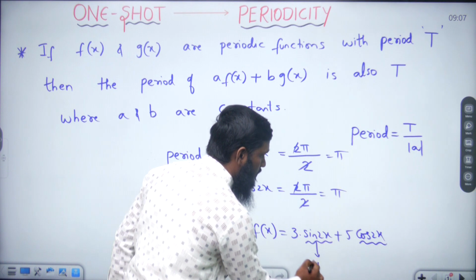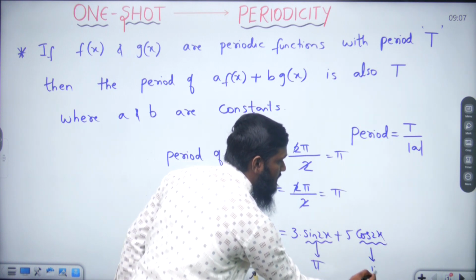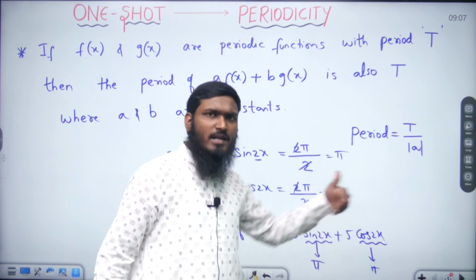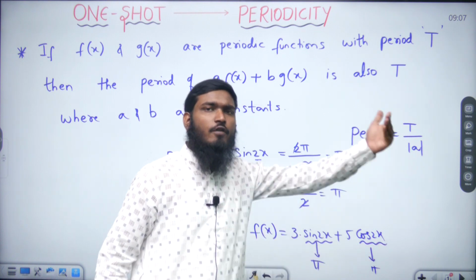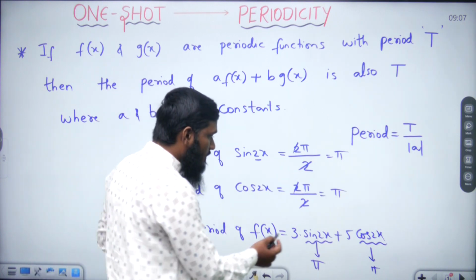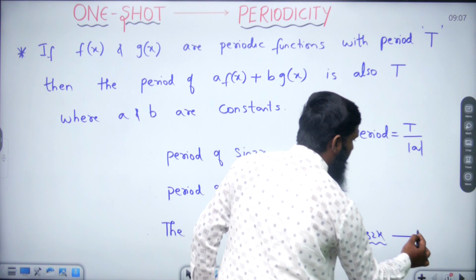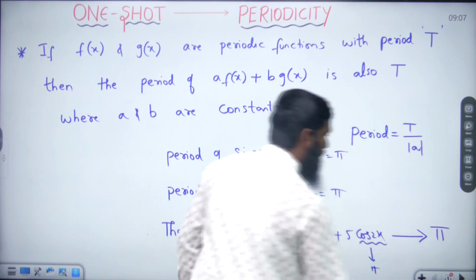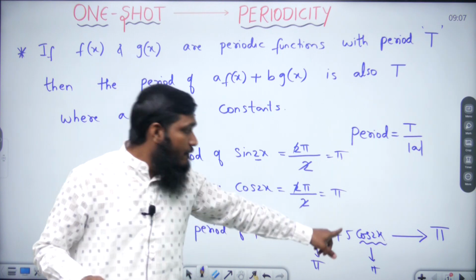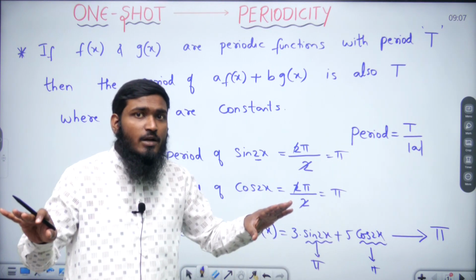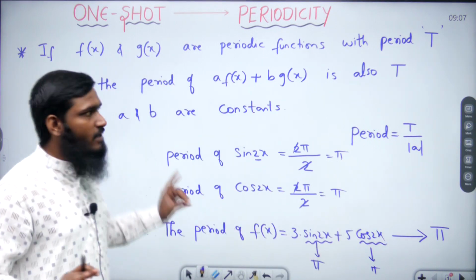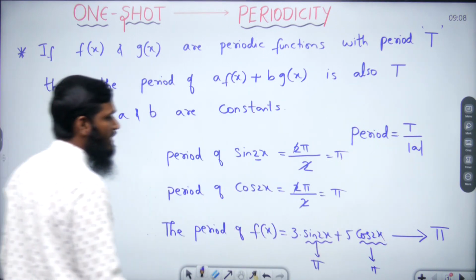For this sine 2x, what did we get as the answer? Pi. For this function, what did we get? Pi. So if the periods are the same for these functions, whether 2 functions, 3, 4, 5, whatever it may be, then what is the period for the complete function? It is also equal to pi. If it is plus, no need to do the addition, if it is minus, no need to do the subtraction. Understood? If it is the same, then write the same answer. That's it. This is our one-shot time saving result.